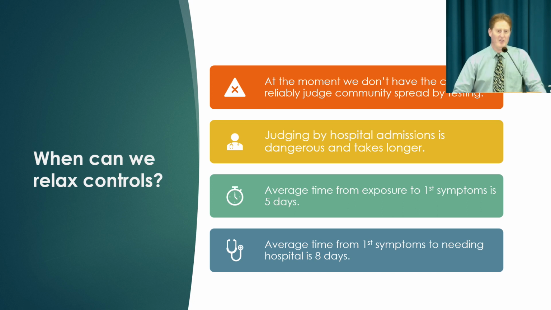We hope it's low, but hoping it's low is different to knowing it's low. And I'll come back to that a little bit just at the end of this slide. And if we're trying to judge this by hospital admissions, then that's also a bit dangerous. And that's because the average time from the first time you're exposed to this to the first time you show symptoms is 5 days. And generally the time it takes from you showing symptoms, however mild they may be, if you get sick enough to need hospital, that's generally 8 days after you get sick.